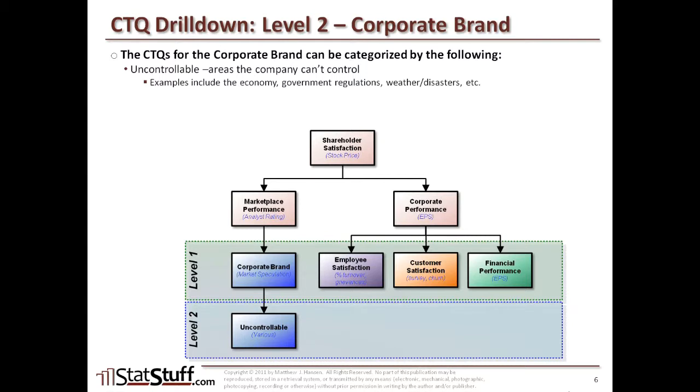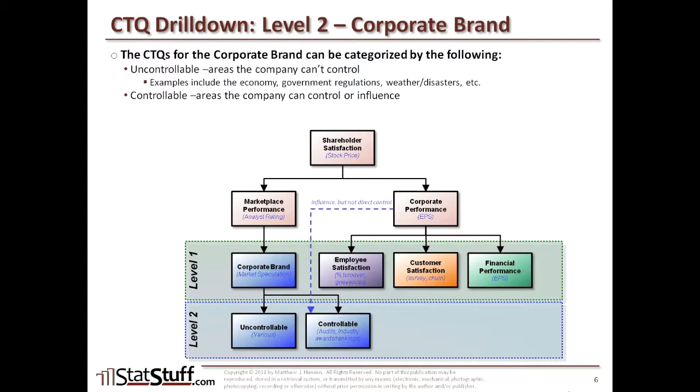Another thing could be controllable areas that the company has some influence on, and we might say that it's controllable in the sense that they do have influence, but they're not completely uncontrollable like the other ones we just talked about. So in this sense, there's a dotted line that would go from corporate performance because it does affect some of the areas that the company does have influence on, but not direct control.